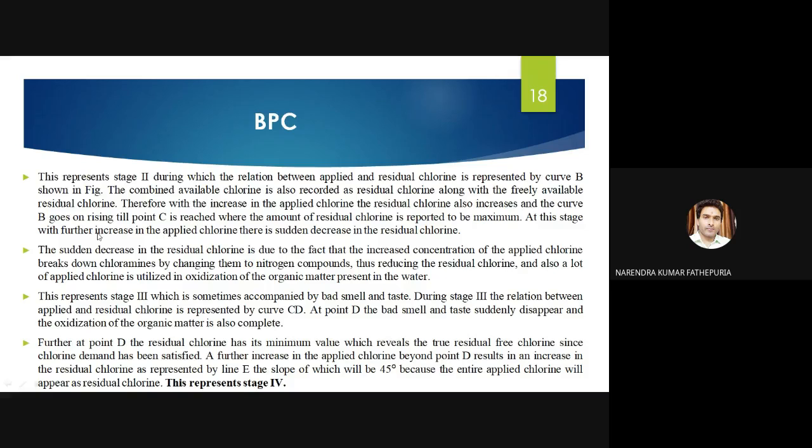As I told you here, with increase in applied chlorine, there is a sudden decrease in the residual chlorine, and the chloramine will break in two parts. Further at point D, the residual chlorine has its maximum value, which reveals the true residual free chlorine, since the chlorine demand has been satisfied, and a further increase in the applied chlorine beyond point D results in an increase in the residual chlorine as represented by line E, the slope of which will be 45 degree because the entire applied chlorine will appear as a residual chlorine.